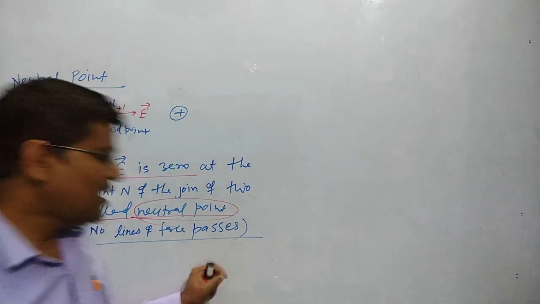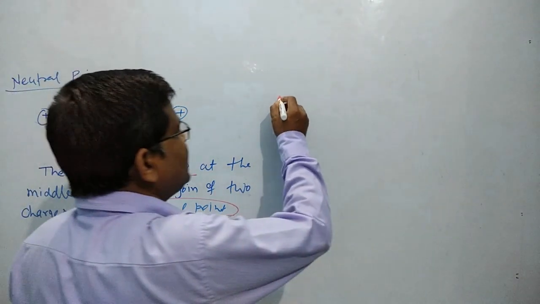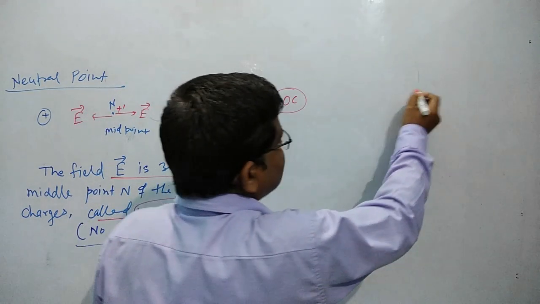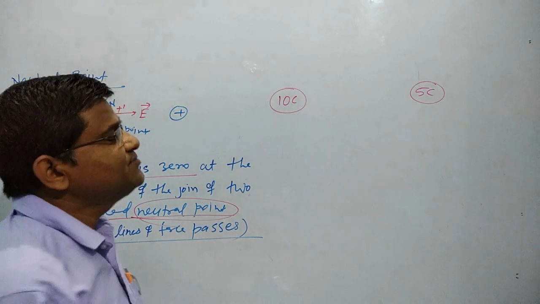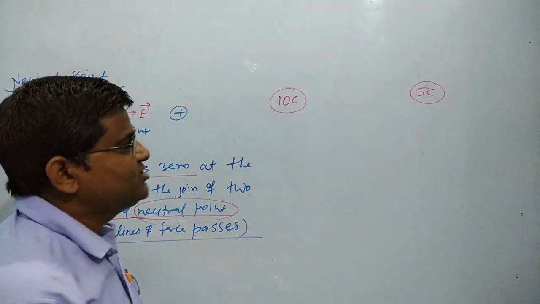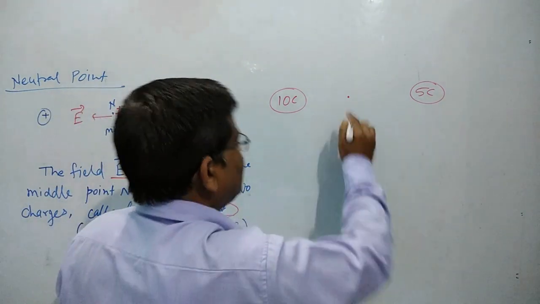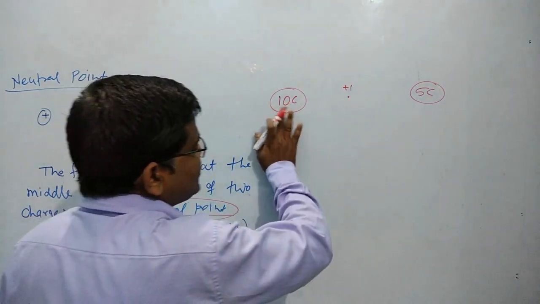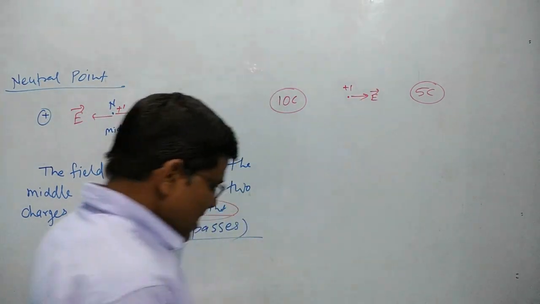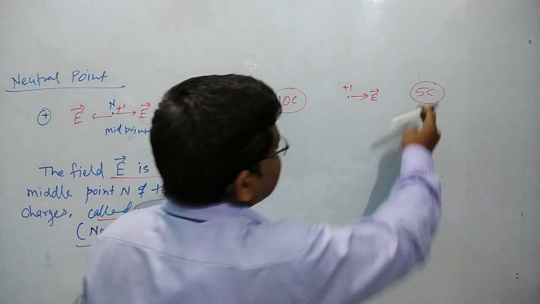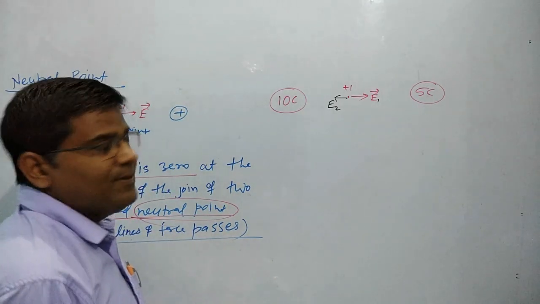This type of question is asked many times in competitions also. Suppose there is a 10 coulomb charge and here is a 5 coulomb charge, and the questioner asks where the electric field is 0. Then just consider a point anywhere. This is a plus charge, this is a plus charge, so the electric field due to one is in this direction, and due to the other is in this direction, but both are of different magnitude.